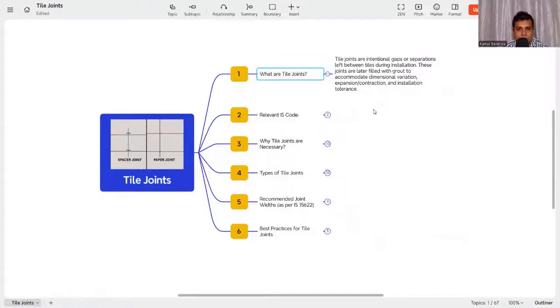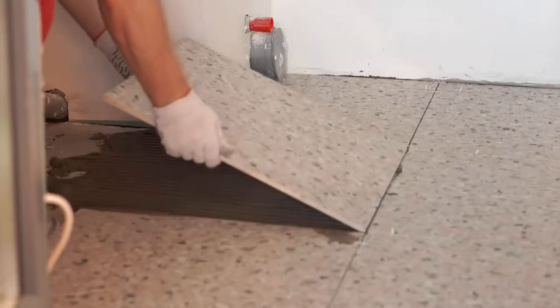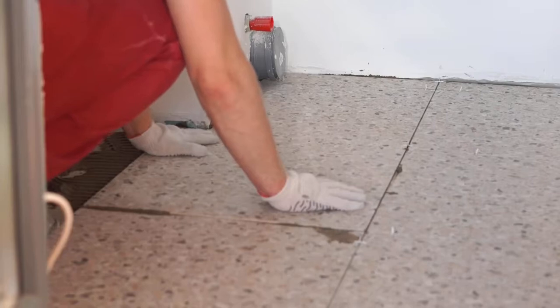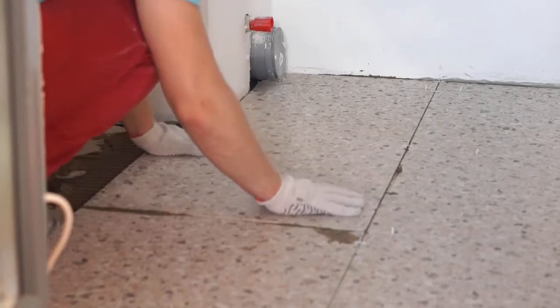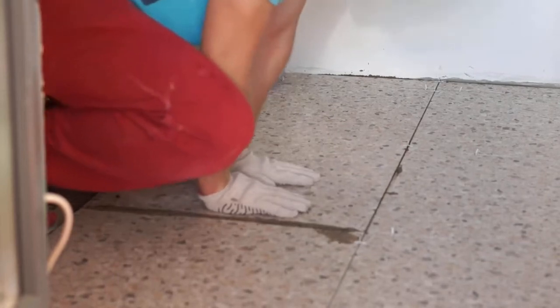Let's jump into the subject, that is tiling joint. First we need to know what is a tiling joint. The tile joints are intentional gaps or separation left between the tiles during installation. So, the gap in between two tiles is called the tiling joint. These joints are later filled with grout to accommodate dimensional variation, expansion and contraction, and the installation tolerance. So it is a gap we are providing in between the tiles, maybe in the x direction, maybe in the y direction, or maybe in both x and y directions. This intentional gap we are providing between two tiles is called the tiling joint.